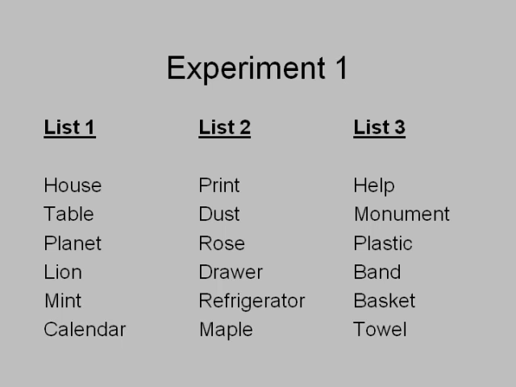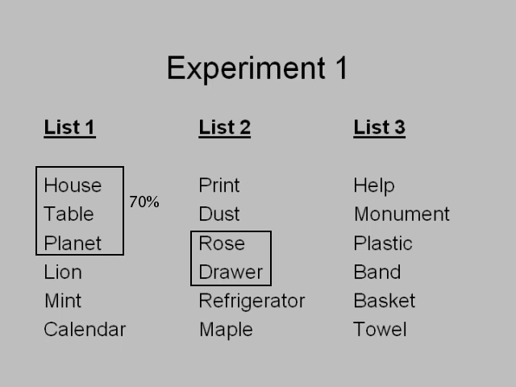Here are the words. Okay, again, house, table, planet, lion, all the way through band, basket, and towel. We remembered these first three. If I were to average those out, at around 70% or so. These middle two, rows and drawer, we put a little box around those. We were around 40% correct remembering those guys. And then band, basket, and towel I'm going to put in separately.